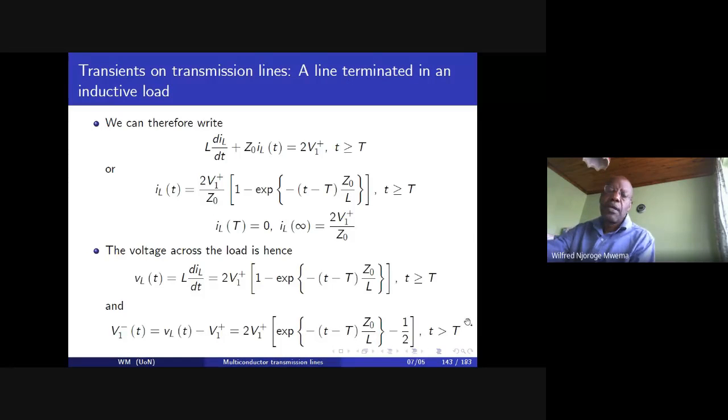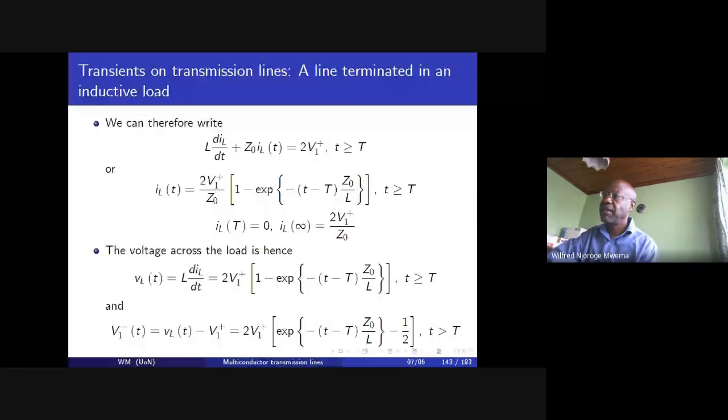What I usually find is that people make the following mistakes. Once they have seen that the line is terminated in an inductor or a capacitor, they simply assume they can use the reflection coefficients using the j omega L, the impedance of the load. And like I said, as long as we have transient conditions on a line, we cannot use those steady state equations that you are used to using in circuit theory.